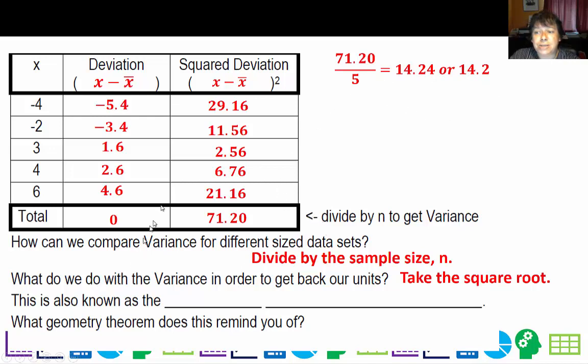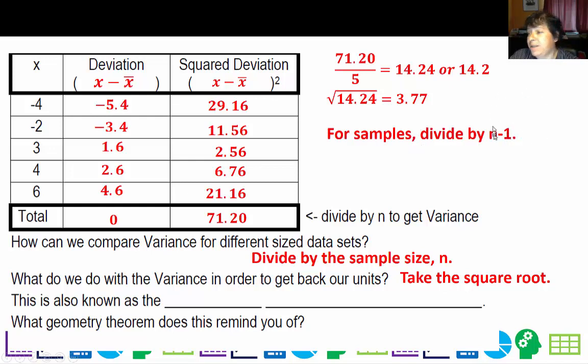Then, because this is in squared units, we take the square root to get back to our original units. Now, this is for the population. But most of the time in statistics, we're dealing with samples, not populations. We divide by n minus 1. There's a technical reason, and I haven't really looked at the derivation of it. So with 71.20, what changes is the 5 becomes a 4. I get 17.8, and the square root of 17.8 is 4.22. That's our standard deviation for samples, since we don't have the whole population.